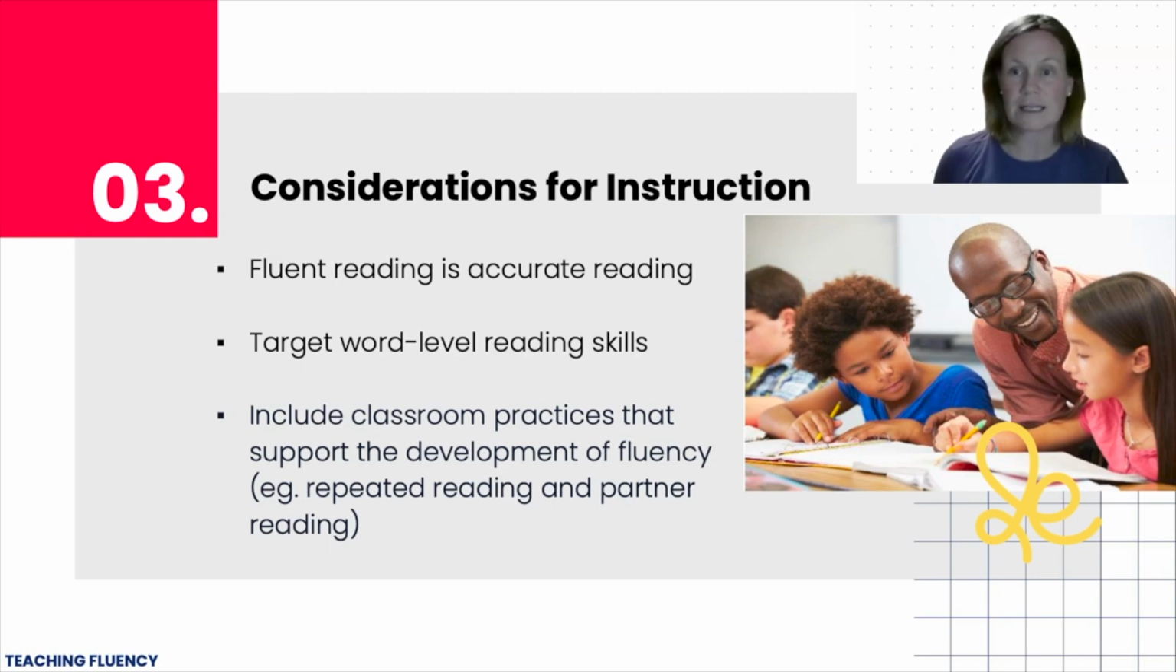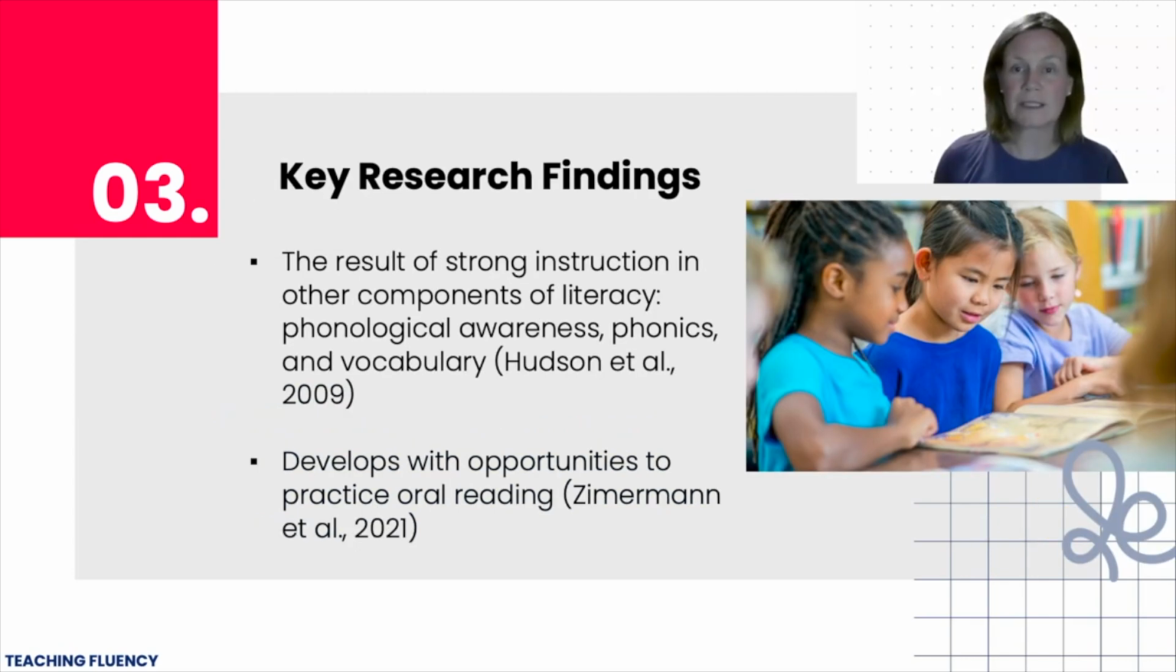There are a number of evidence-based classroom practices that we can include in order to support the development of reading fluency, including repeated reading and partner reading. Round-robin reading and silent independent reading do not support the development of reading fluency in students who are not yet reading fluently. Students become fluent readers when we teach all of the sub-skills involved in reading, such as phonemic awareness, phonics, and vocabulary, and provide many opportunities for supported oral reading practice.